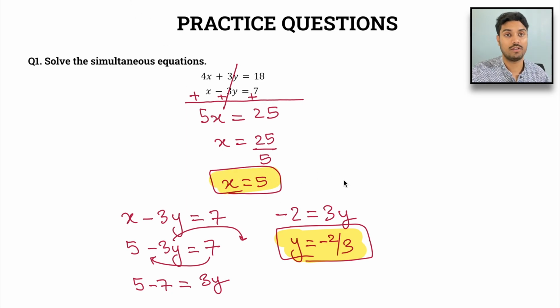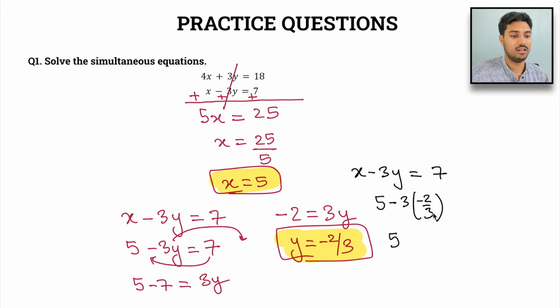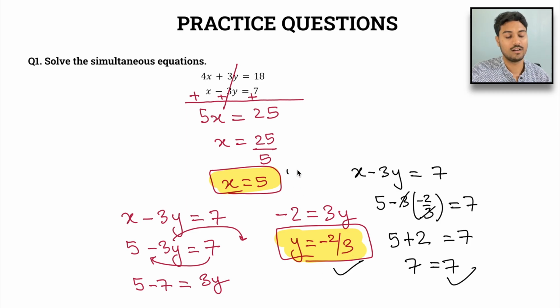We can also check whether our answer is correct or not by substituting the value of x and y in any one of the equations. So I am going to substitute it in the second equation, which says x minus 3y equals 7. If I substitute the value of x and y, I should get 7. So x is 5, so 5 minus 3 times y, which is minus 2 by 3, should come out as 7. So the 3s cancel out, minus minus plus 2, 5 plus 2 equals 7. That means our answer is correct.